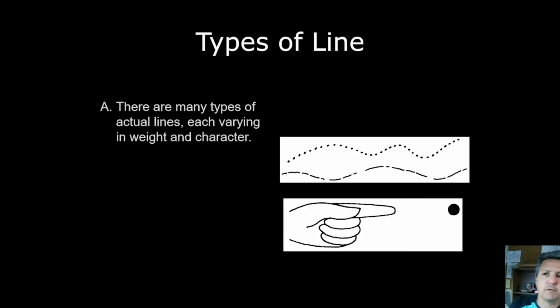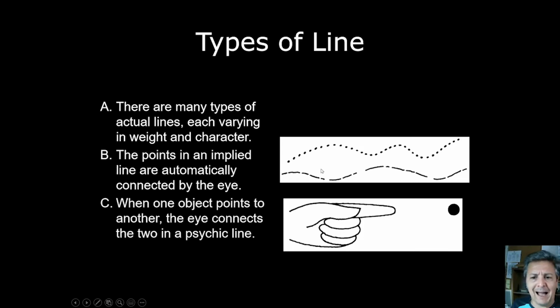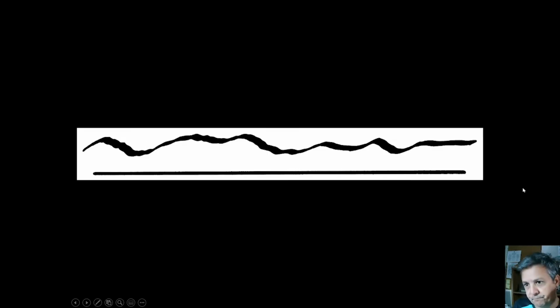So there are three types of line, okay? And we're going to go through all three of them. There's an actual line, which is not showing. It's up here, where it's actually a line that you draw. We have the implied line right here. And we have the psychic line, which is right here. The psychic line is that space in between these two points. So an actual line is exactly what it says. It's an actual line, right? And there's an actual line right there.